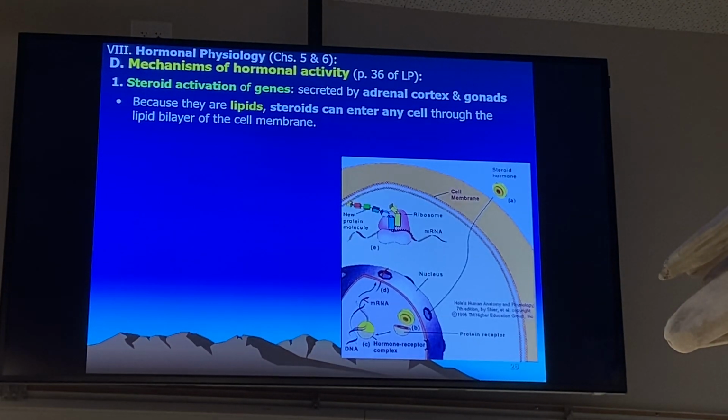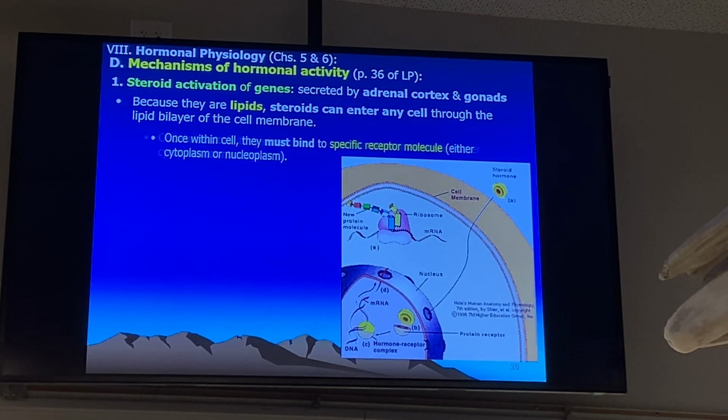Also on page 36 is how various different hormones set cells in motion. I'm going to talk about this in a little more detail here at the end.